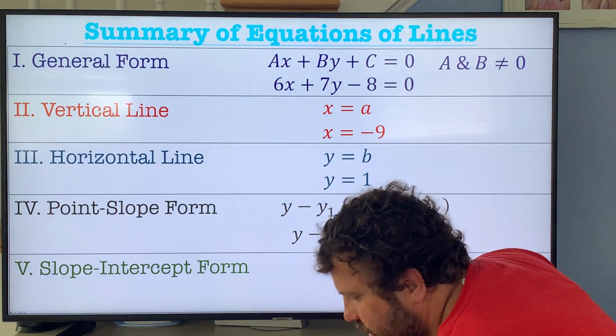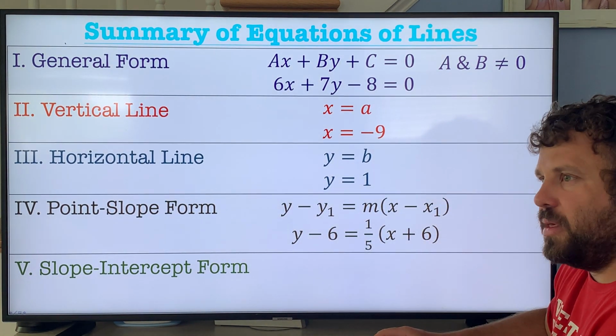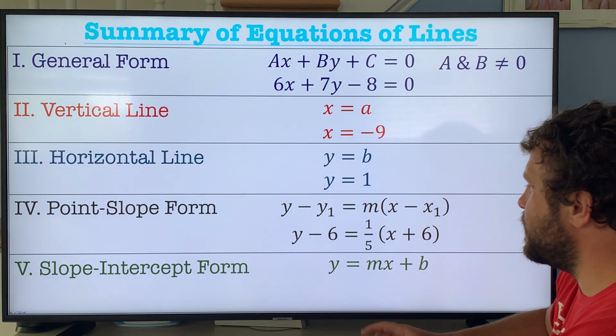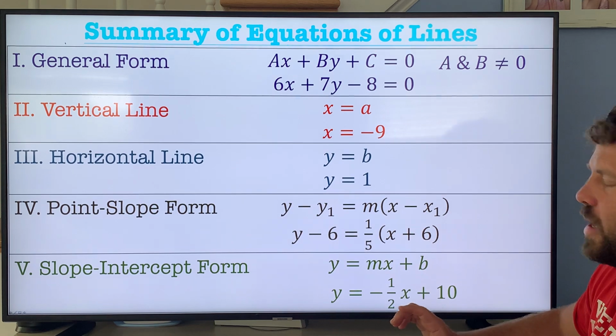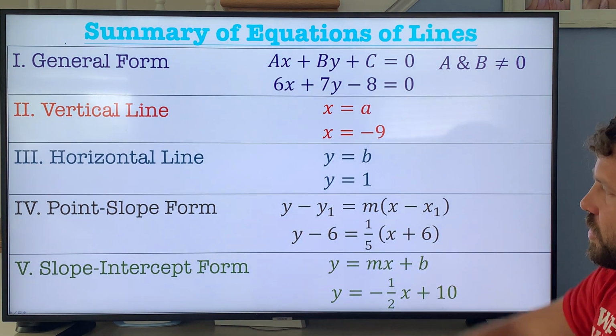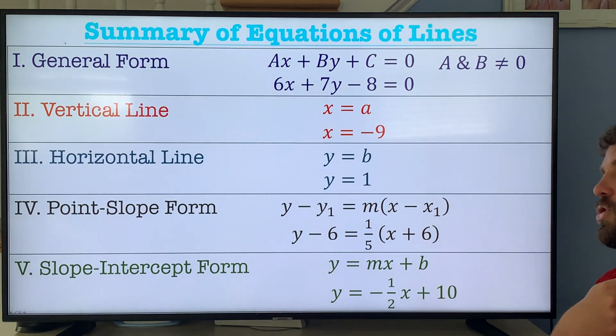So you can get the slope and you can get the point out of the line. Slope-intercept, the most famous and the most used of all these forms, especially in algebra, is y equals mx plus b. Y equals negative 1/2 x plus 10. All right, so these are the points. These are actually the equations that you would use to justify a straight line.